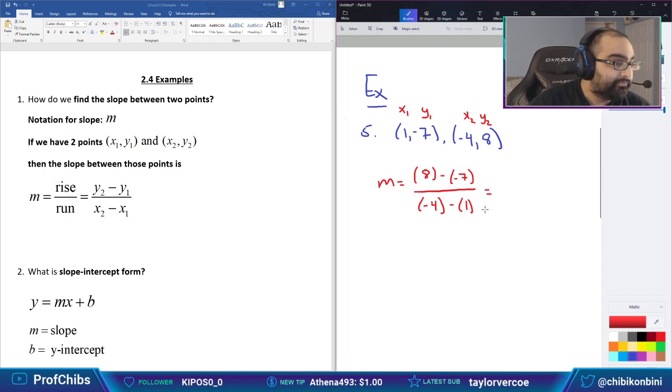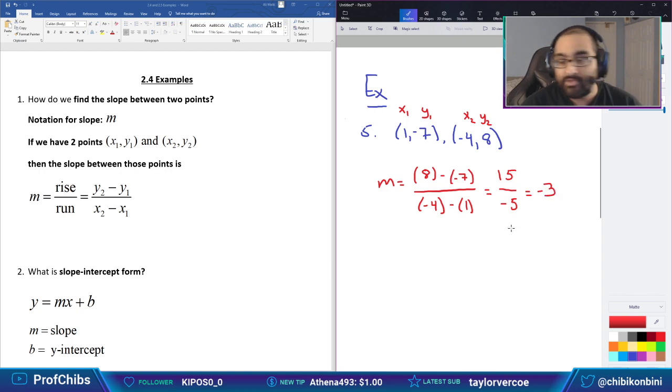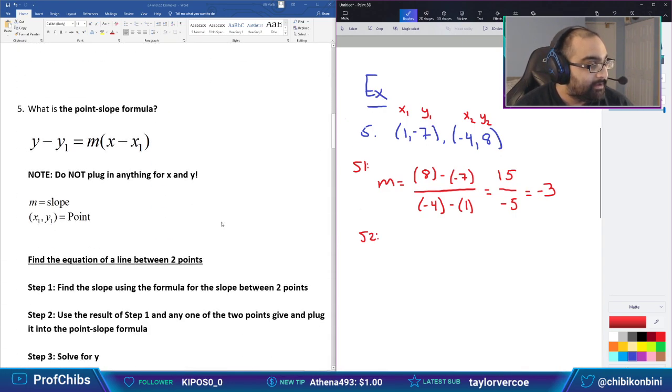All right, let's see what we got on top here. We have 8 minus -7, so that's 8 plus 7. That's going to be 15. And then on the bottom here, we have -4 minus 1. That's minus 5. So we have 15 divided by -5. That came out pretty nice. By randomness, it came out to be -3. So -3 is our slope. Hopefully that made it a little bit easier. Okay, let's go to step 2.